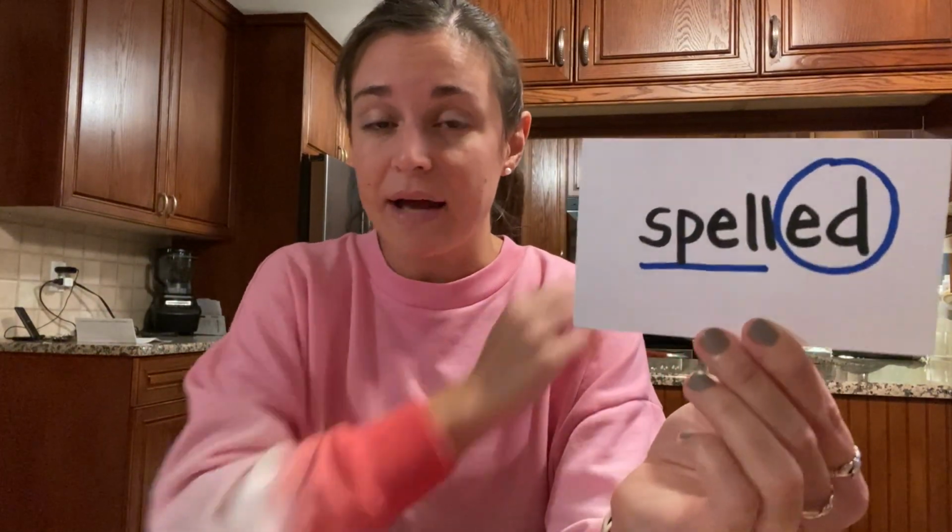Spelled, I know when I see a suffix ed, it tells me that the action has already happened. So this might mean last week we spelled words with s and es suffixes. So we already did that. It happened in the past. And I know that because I see the suffix ed. Notice I underlined the base word and circled the suffix. Let's look at some more examples.